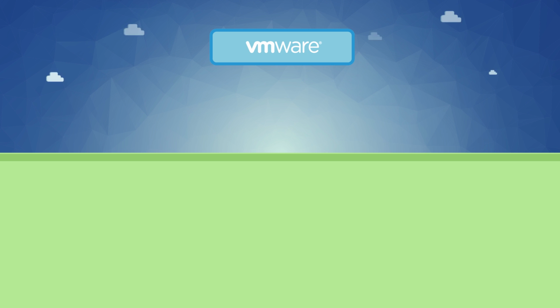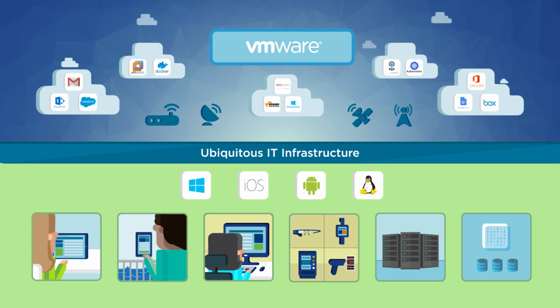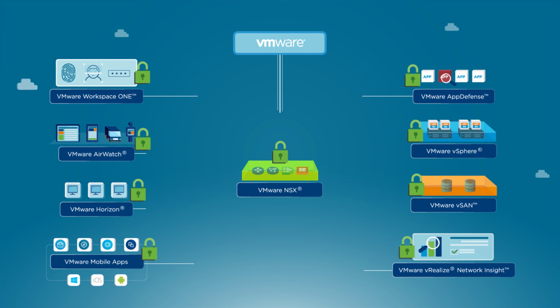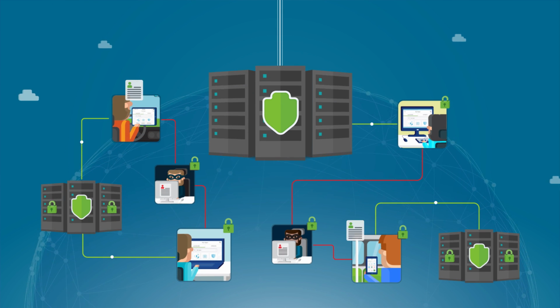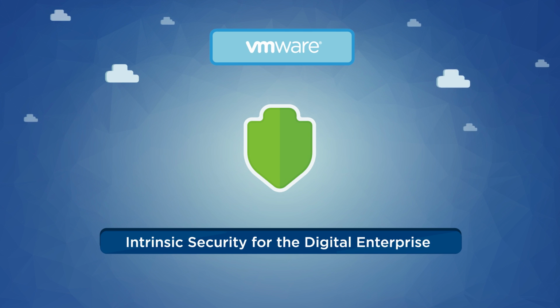VMware enables you to consolidate security technology through a ubiquitous IT infrastructure across application infrastructure and endpoints that's independent of the underlying physical infrastructure and location. As a result, VMware integrates security into the VMware products running everywhere, from personal devices to deep inside the data center. This puts VMware in a unique position to make security intrinsic throughout your digital enterprise.